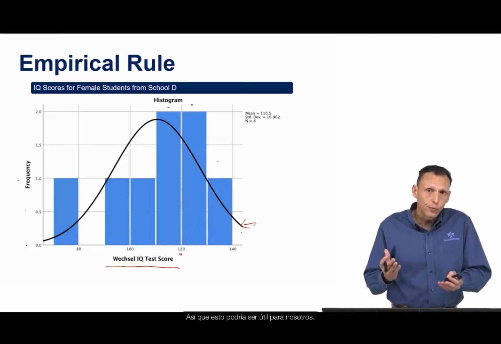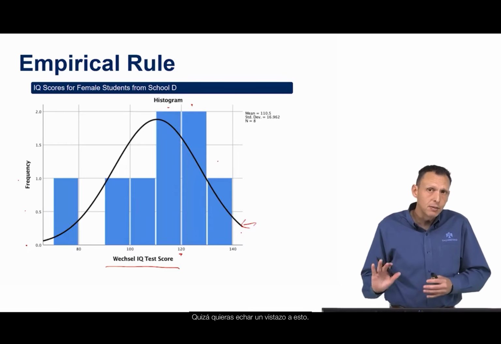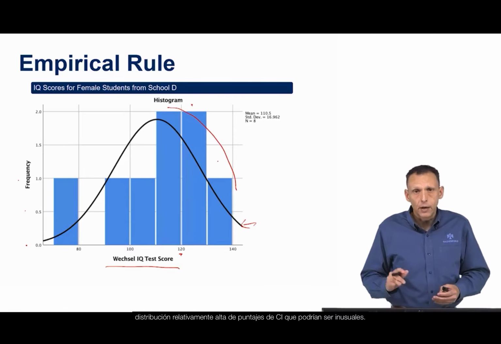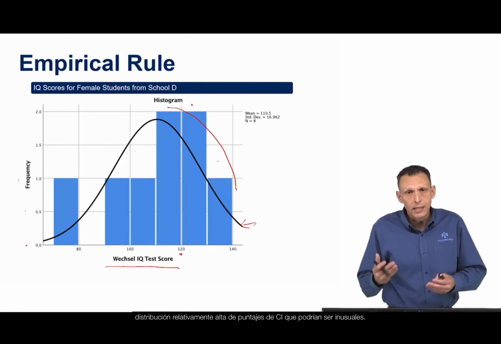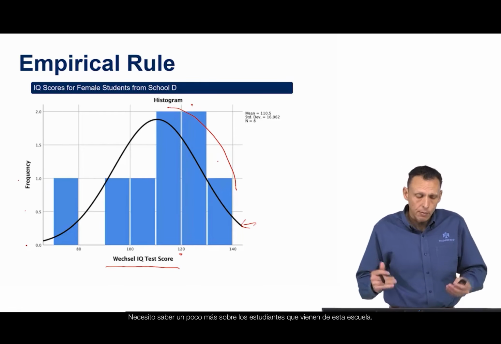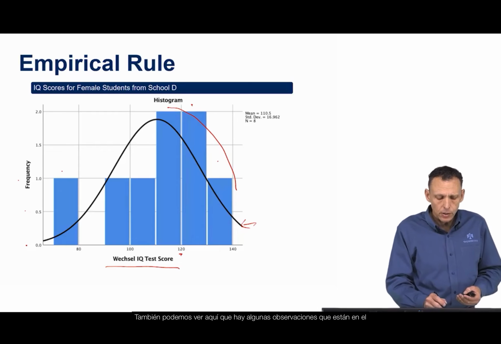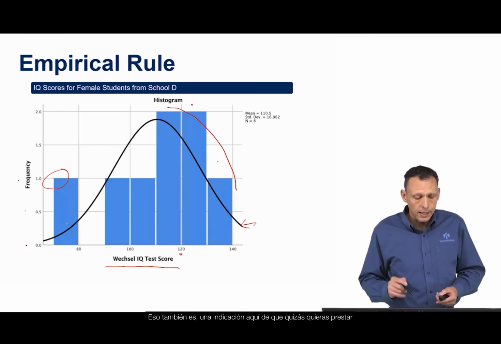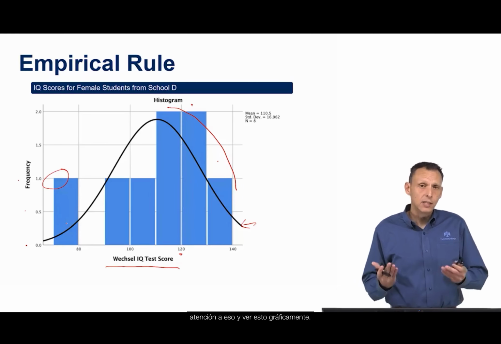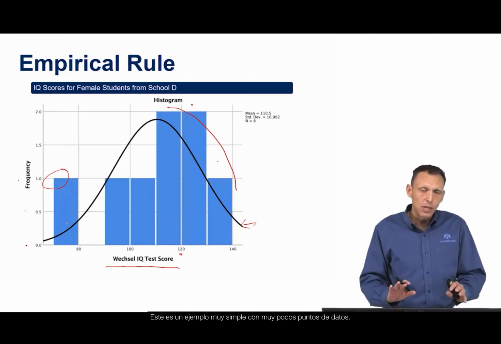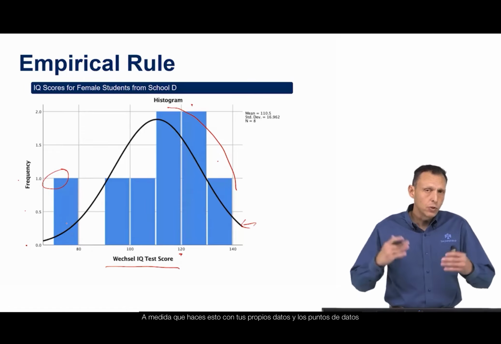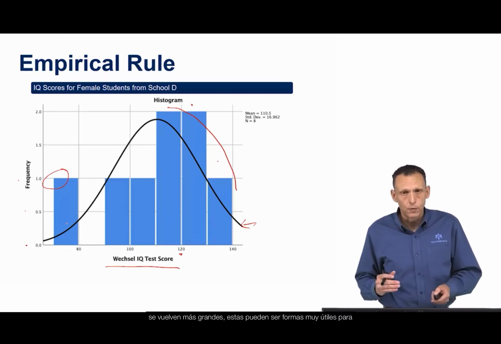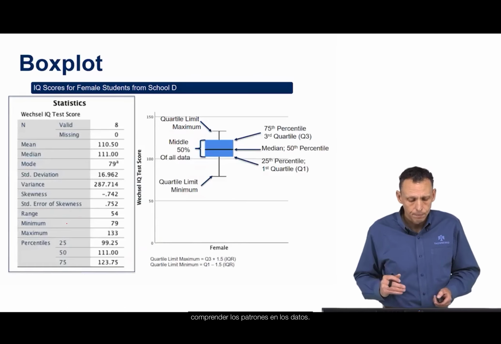So this could be useful for us. I might want to take a look at this. It does seem that we have a sample here with a relatively high distribution of IQ scores that might be unusual. I need to know a little more about the students coming from this school. We also see some observations on the relatively low side, so that's also an indication that I may want to pay attention. This is a very simple example with very few data points. As you do this with your own data and data points get larger, these can be very useful ways to understand the patterns in the data.